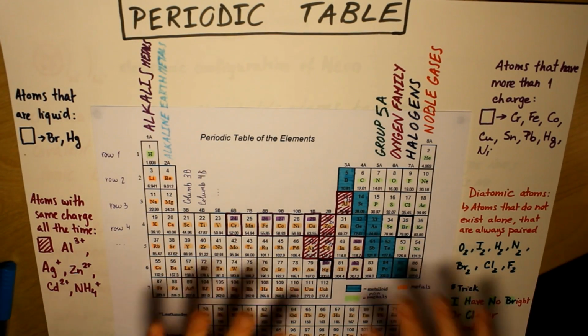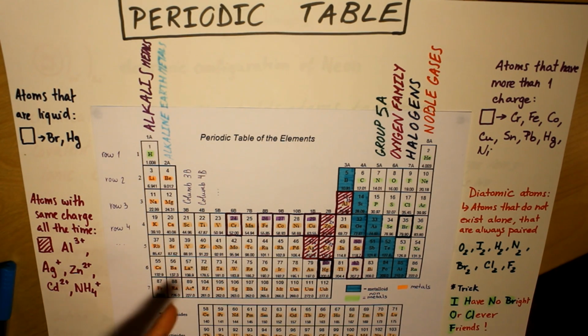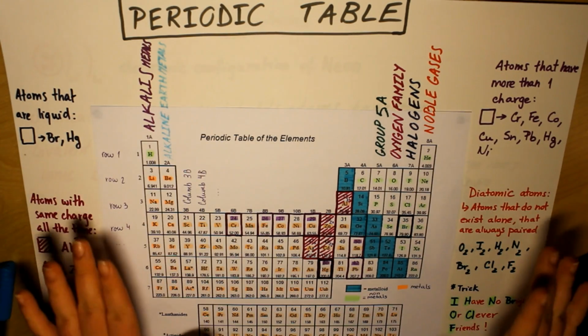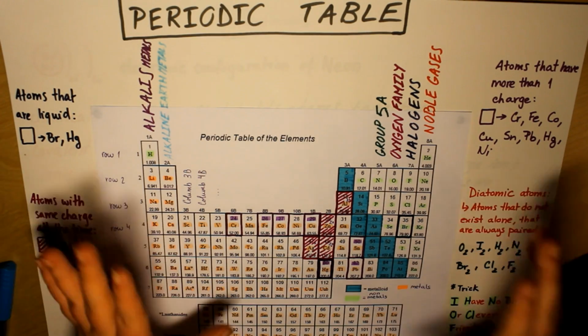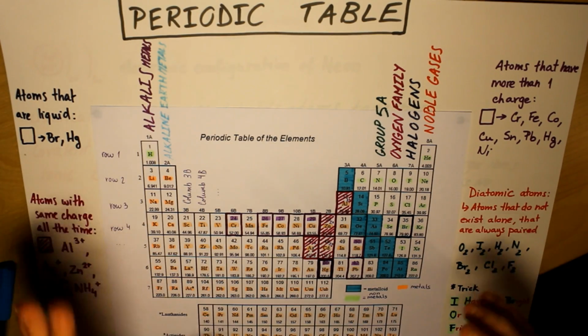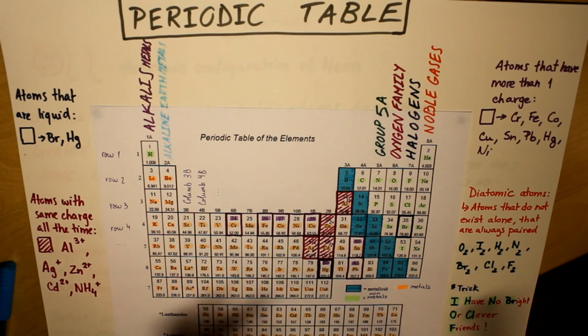Today's topic is the periodic table, which is, by the way, the best sheet you can have on an exam. So we're going to take a look at everything that happens in this periodic table and describe what tricks you can have to remember this periodic table.